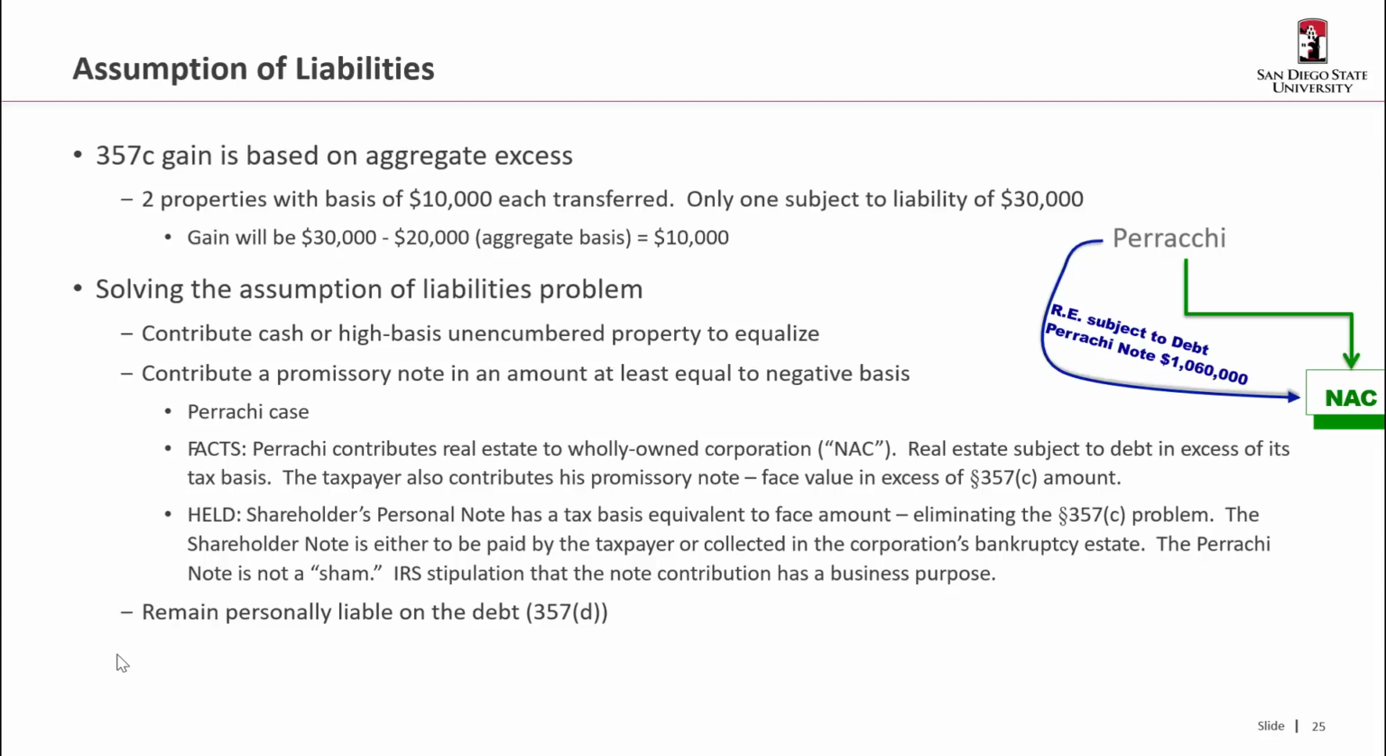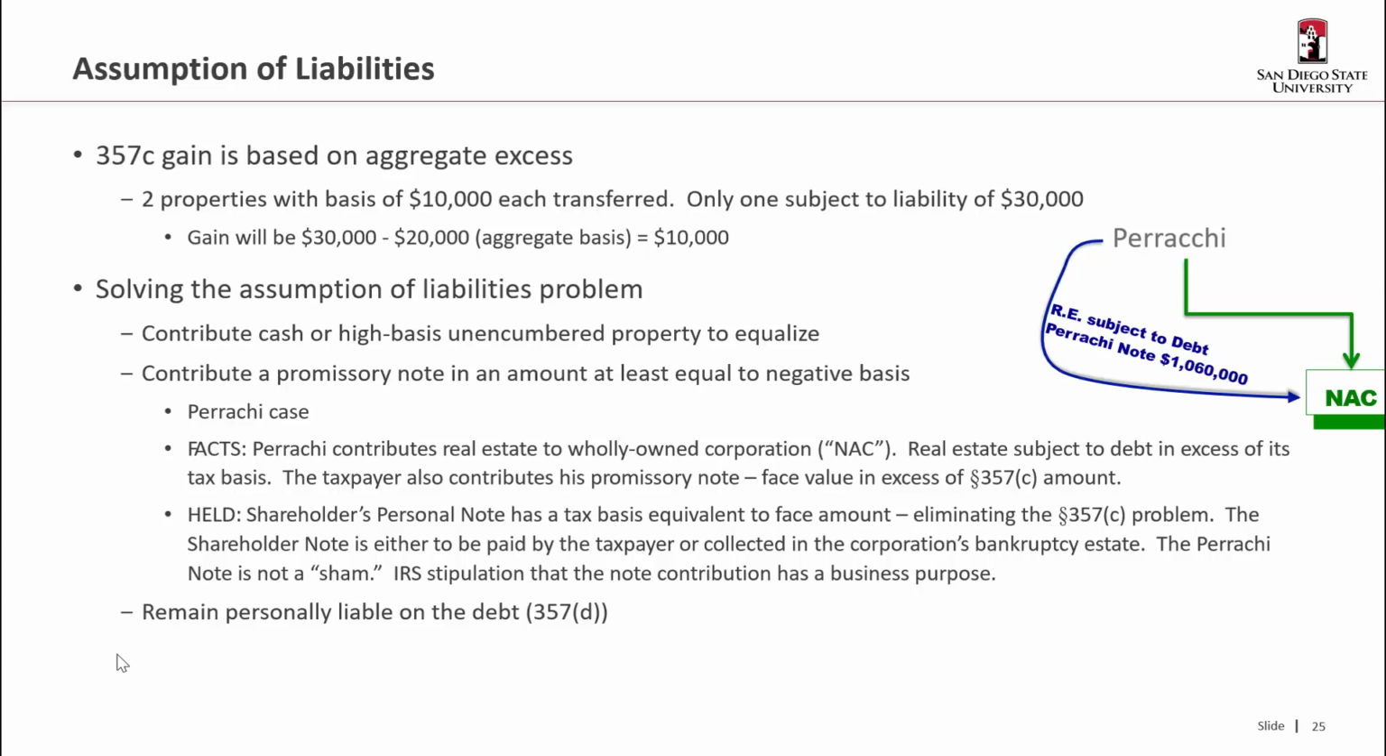So if you had two properties with a basis of 10,000 each that were transferred, only one of them was subject to a liability of 30,000. The gain would be 30,000 minus 20,000 because that's the aggregate basis. So you wouldn't have to look at it like, oh, that one property had 20,000 in excess of basis. No, you look at it in the totality of all the property.